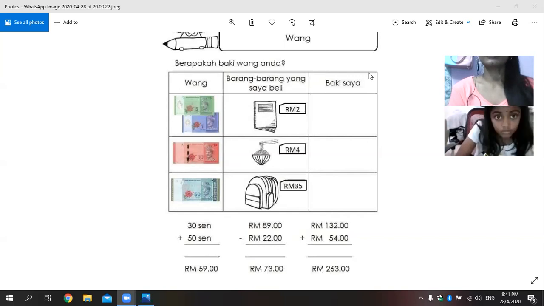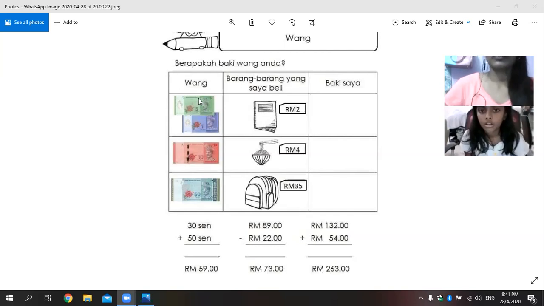So how much is the first one? How much money do they show there? RM 6. Correct. Number 2? This one is RM 6, right? How much is this one? Okay, done. So this one is RM2, this one is RM4, this one is RM3.